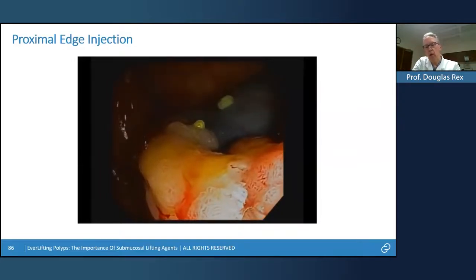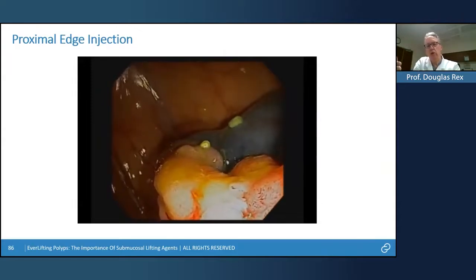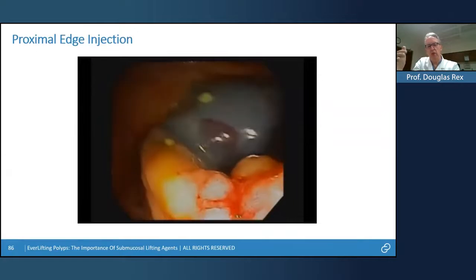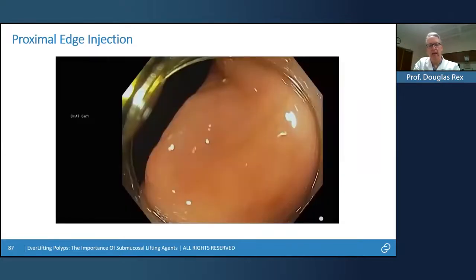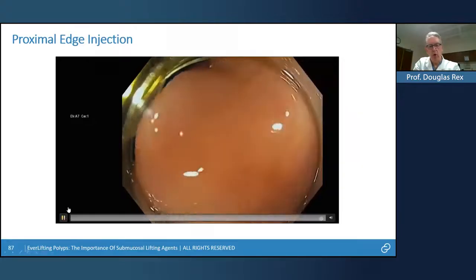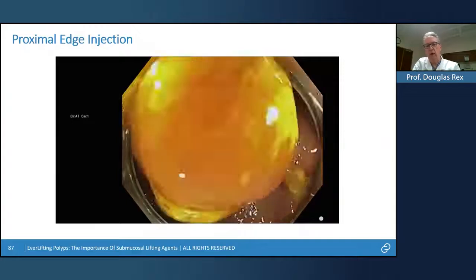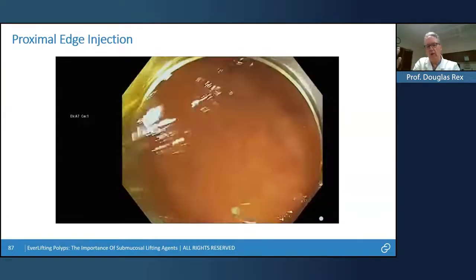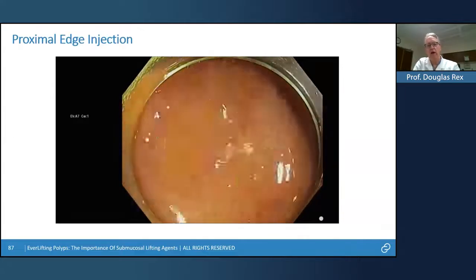And so it can require some special tricks to try to get as close as you can to that proximal edge of the lesion. Sometimes some initial injection will tip the lesion up enough that you can get at it. This is an example of going into retroflexion to do it. I think this is a maneuver that we all should be able to do. Very helpful for lesions that are on the medial wall of the ascending colon near the hepatic flexure.